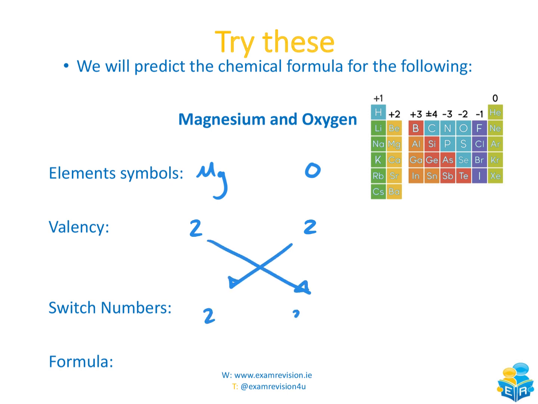So we get 2 and 2. So we'd end up with Mg2O2. Now because those numbers are the same, we can actually simplify that to MgO. Magnesium oxide is always given as MgO. You're not wrong if you put down Mg2O2, but the simplified version is MgO. Okay, so the exact same process there again.